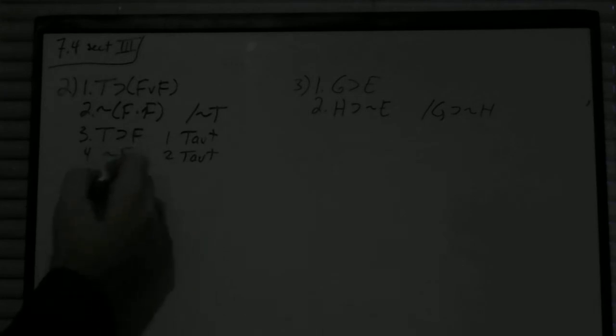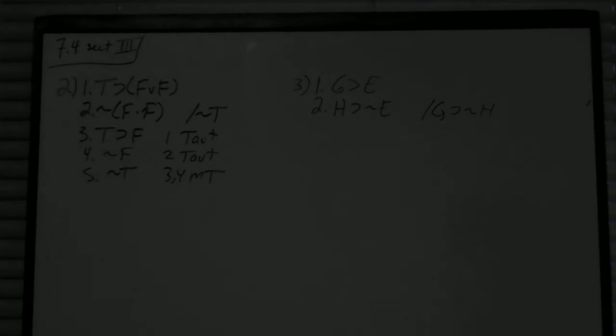So number 2 here, we've got if T then F or F, not F and F, therefore not T. Well, very simply on line 1, you can see a tautology there, F or F, so this becomes if T then F from line 1 through tautology. And then on line 2 there's also a tautology, F and F, so that can become not F from line 2 through tautology. Now it's just a simple matter of modus tollens. If true then false, not false, therefore not true. 3-4 modus tollens. Very easy.